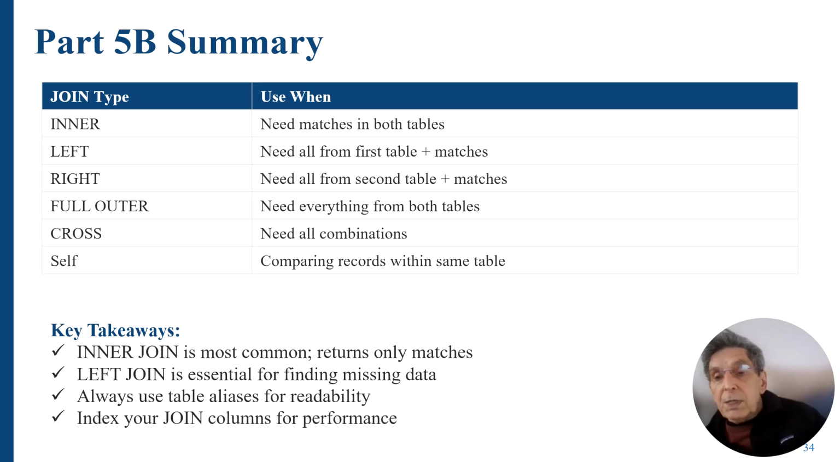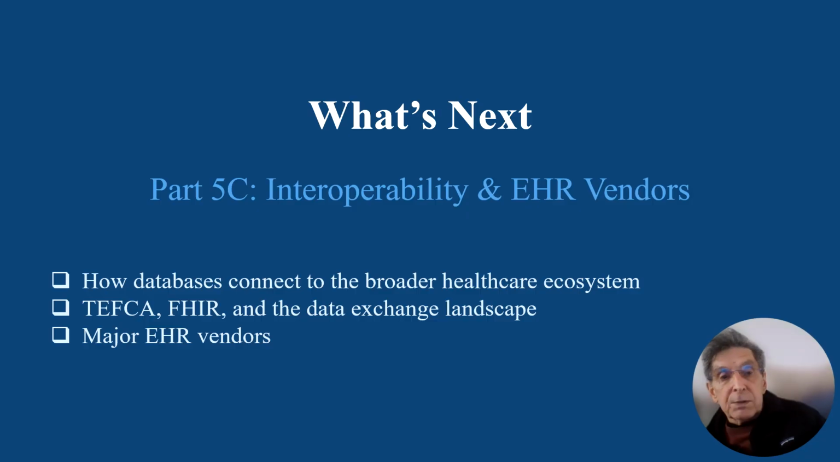So the key takeaways to remember: the inner join is your default for most queries. The left join is essential for finding missing data and building complete views. Always use table aliases to improve your readability. And index your join columns for performance. Be sure that the foreign keys are indexed in your database. Always match your join type to your business questions.